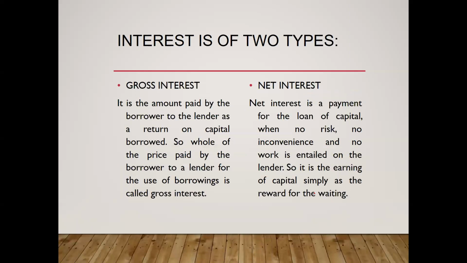Next, we come to the difference between gross interest and net interest. As we understand, we have already gone through gross profit and net profit, and in the same way we are going to apply gross interest and net interest. Gross interest is the amount paid by the borrower to the lender as a return on capital borrowed. So the whole of the price paid by the borrower to a lender for the use of borrowing is called gross interest, and it is the total amount we are paying back.